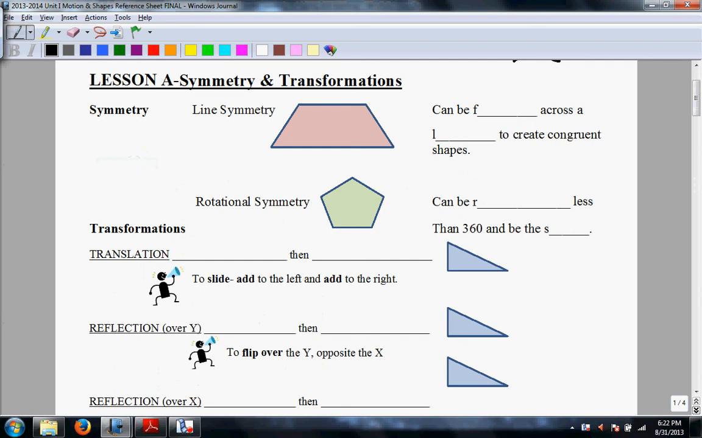And the first basic concept is symmetry. Line symmetry means when a shape can be folded across a line to create two congruent, that means the same, shapes. So this isosceles trapezoid here, that means those two sides are equal. If I draw a line right down the middle, you can see if we were to fold this trapezoid in half, it'd be exactly the same thing. So we would say that this trapezoid has one line of symmetry.